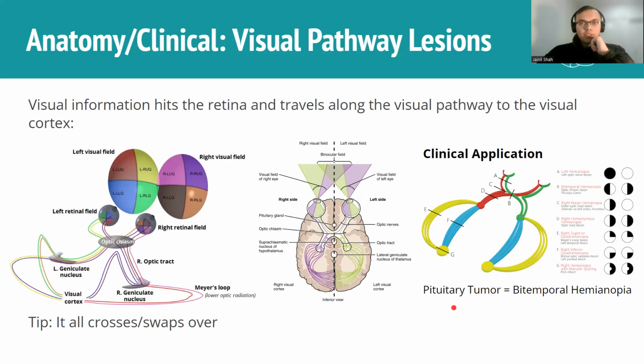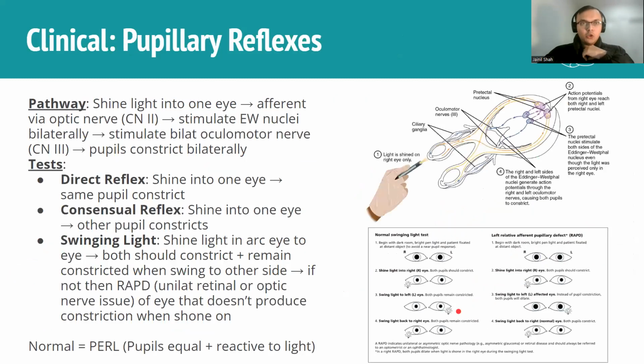So that was the visual pathway and lesions of the visual pathway. Again, let me know if you have any questions about that. But now we come to the pupillary reflexes. Again, another very important topic clinically, because you'll be asked to do this in clinical skills when you're doing cranial nerve testing, but also be able to talk about different pathologies that might cause the reflexes to present in different ways. The most important thing to understand here is that the pupillary reflex is not just testing the optic nerve.